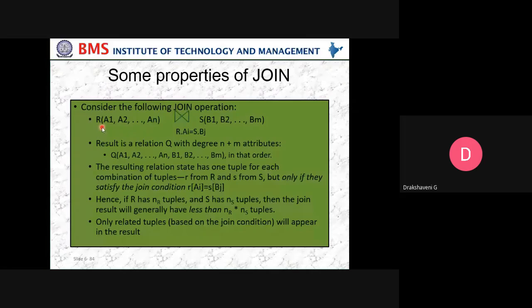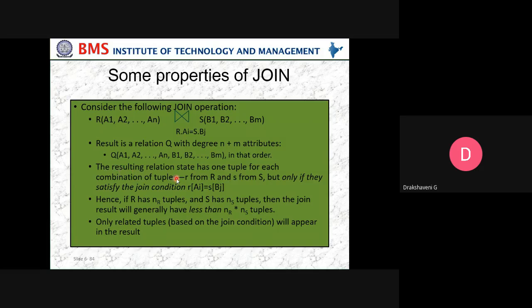That is, we have a relation called R. In that we have columns called A1, A2, etc., AN. And the symbol for a join, S is one more relation where B1, B2, etc., BM. Then R.AI equals S.BJ. The result is the relation Q with degree n plus m attributes. Then Q is a relation where A1 to AN, B1 to BM in that order.